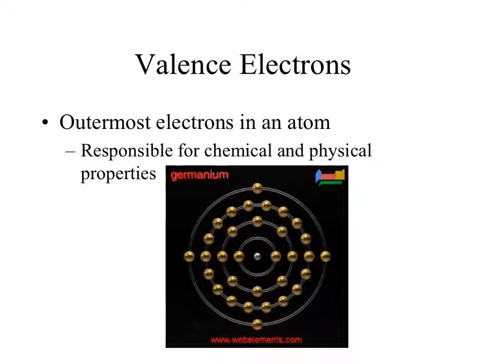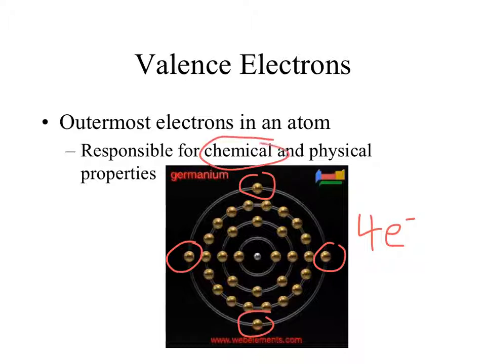But let's look at how that actually happens. To do that, we have to understand valence electrons. Valence electrons are the outermost electrons. In this picture, in the element germanium, there are a lot of electrons, but these four are the outermost electrons. These four electrons are the ones that touch the outside environment, and because of that, they really affect the chemical properties of that atom.